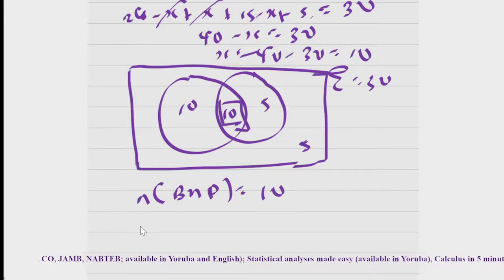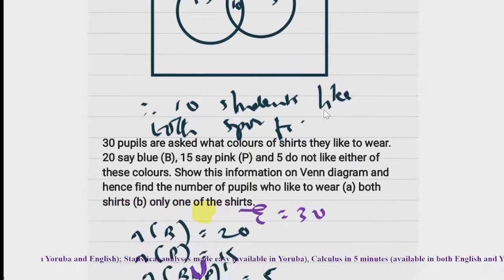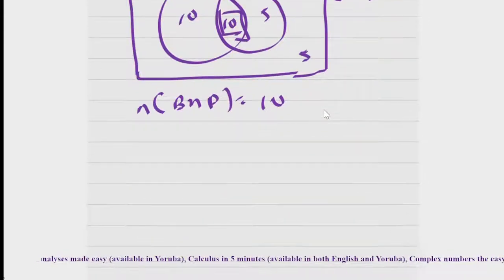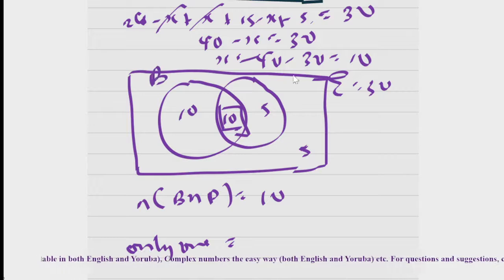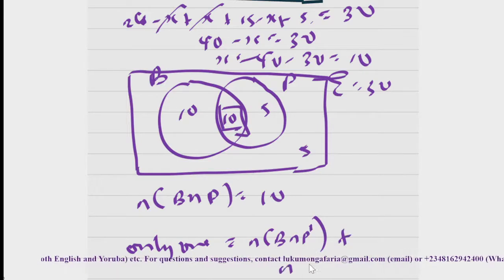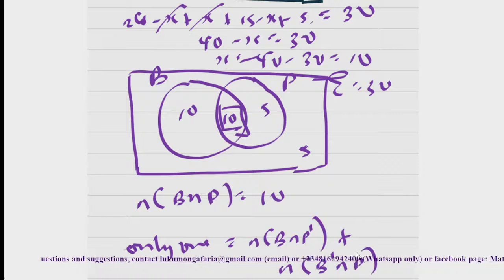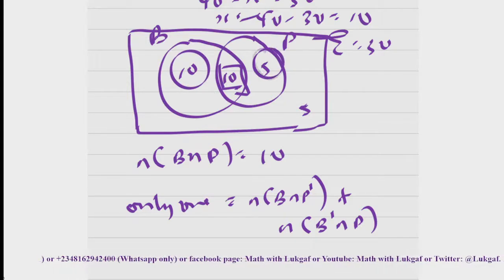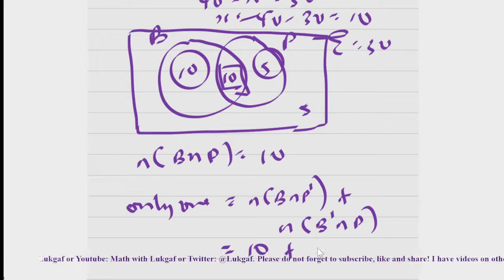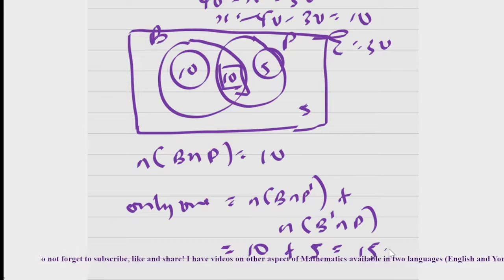You understand now? And the last question is what? The number of only one of the sets. So only one of the sets will now be what? You can see only one of the sets will be only blue and only pink. That is the number of blue intersection B complement plus the number of blue complement intersection B. You see, blue complement, blue only. You know, this is blue only, and this is also pink only. That's what you are going to add together. And that's going to give me 10 plus 5. That's going to give us 15. You can see it is not difficult. And that's how you are going to do that.